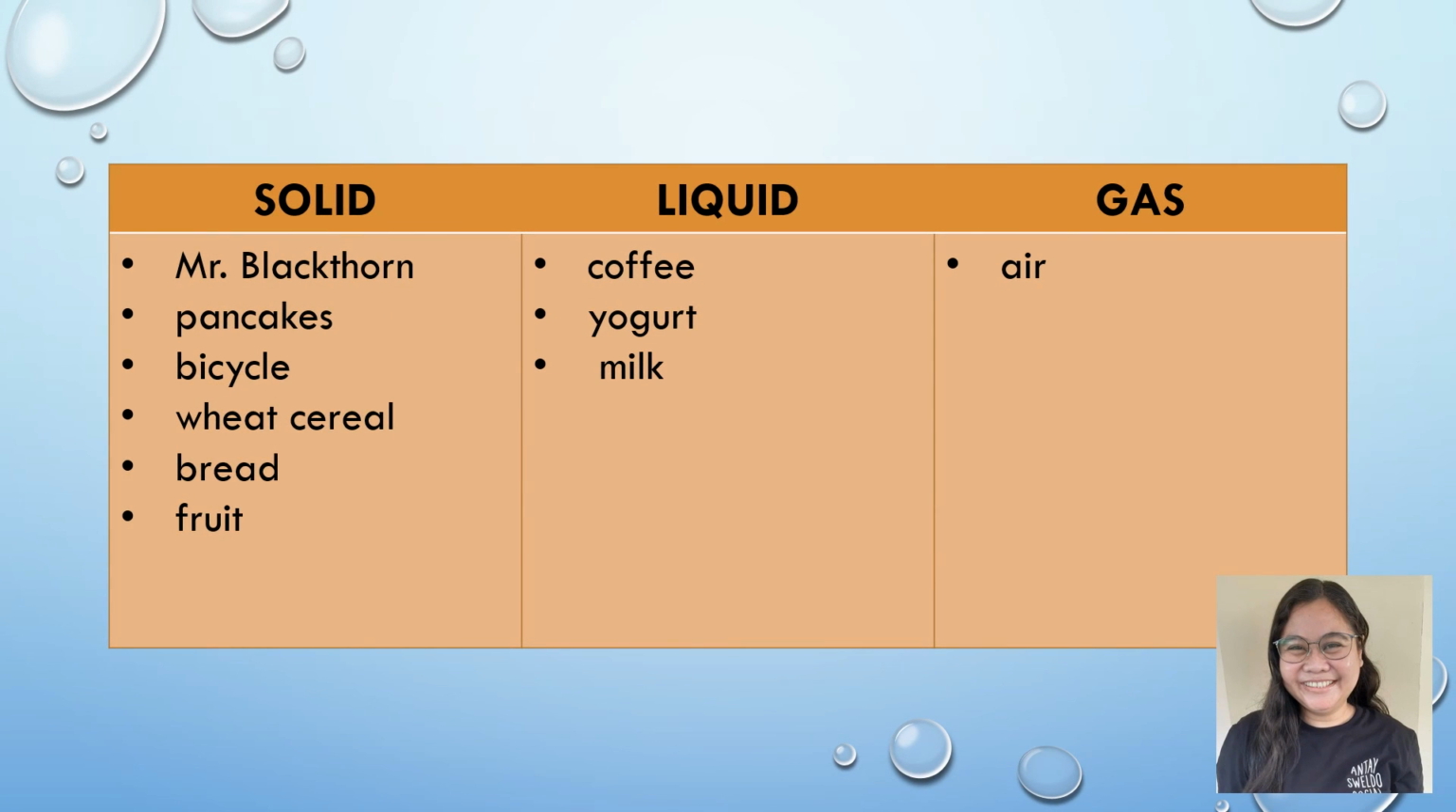It seems that you already know the answer. Let's have first solid. Under solid, we have Mr. Blackthorne, pancakes, bicycle, wheat cereal, bread, and fruit. Under liquid, we have coffee, yogurt, and milk. And under gas, we have air. Very good, everyone.